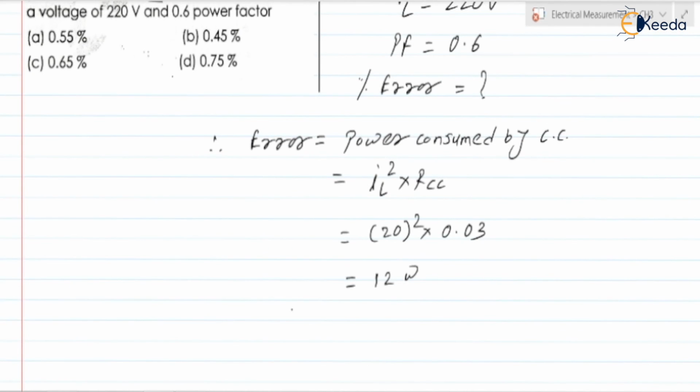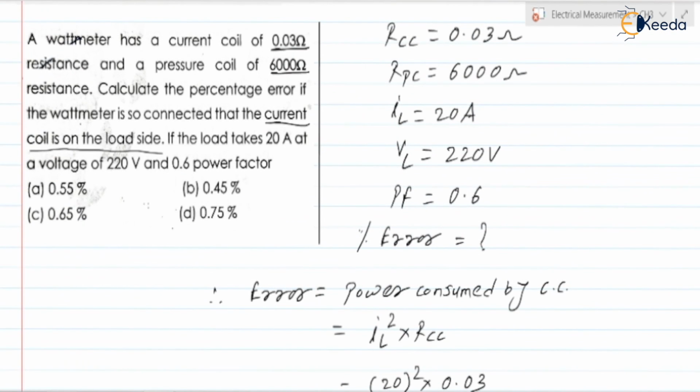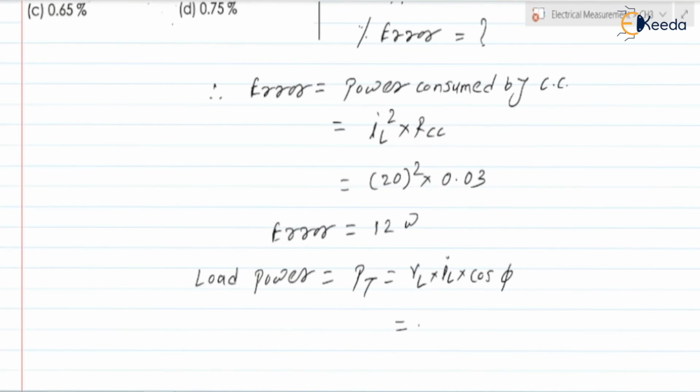Next, can we find the true power? Yes, the load power, that is the power consumed by the load, PT, is equal to VL into IL into cos phi, where cos phi means power factor. VL is 220, IL is 20, so 220 into 20 into 0.6 is equal to 2640 watt. This is the load power we have.